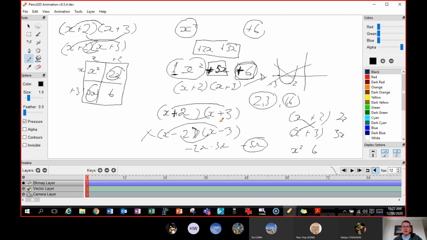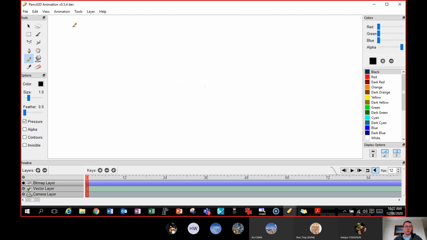And then we need to add these together because that's going to be your expanded terms, right? X squared plus 6 plus 2x plus 3x. So that will be 5x. So therefore, I can see that that would be my factors. So that is my factor there. Let's have a look at another one and just speed it up a little bit more.